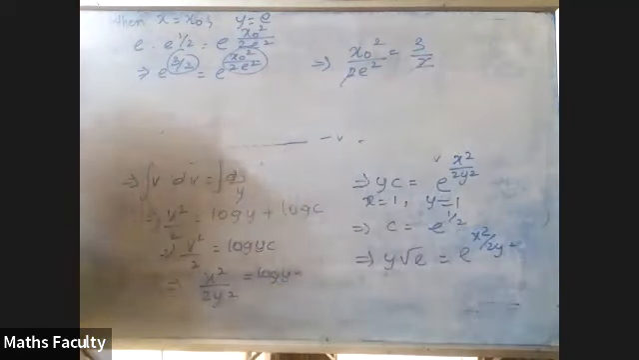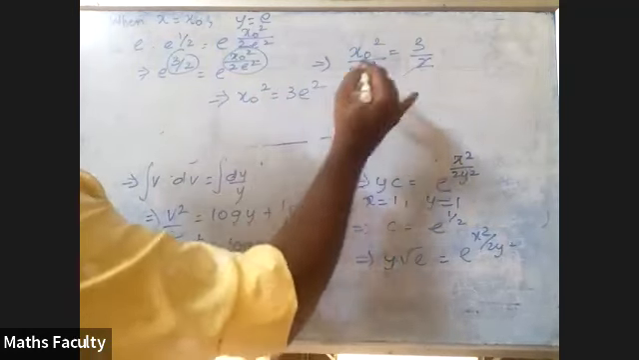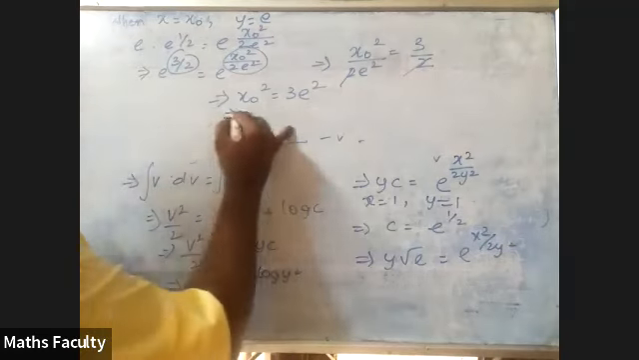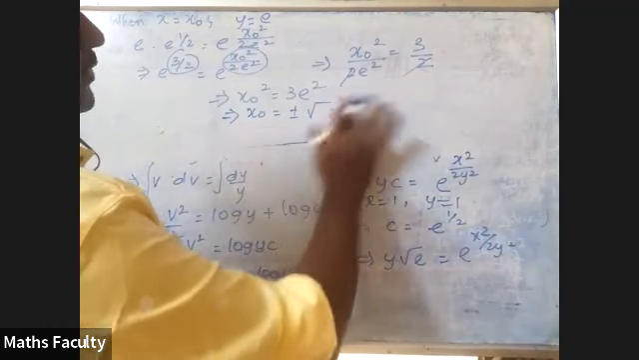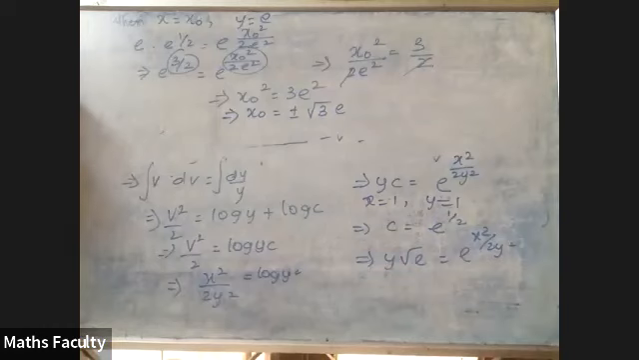2 cancel, which implies x naught the whole square equals to 3 e square. But we want to find out what is x naught. Taking square root, x naught is equals to plus or minus root of 3 e square. Square root of e square is equals to e. The answer is plus or minus root 3 e.